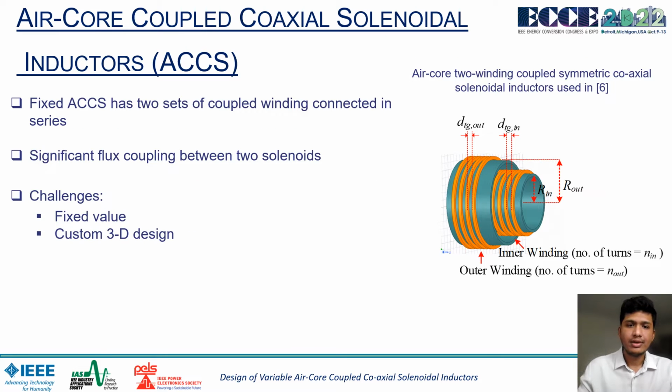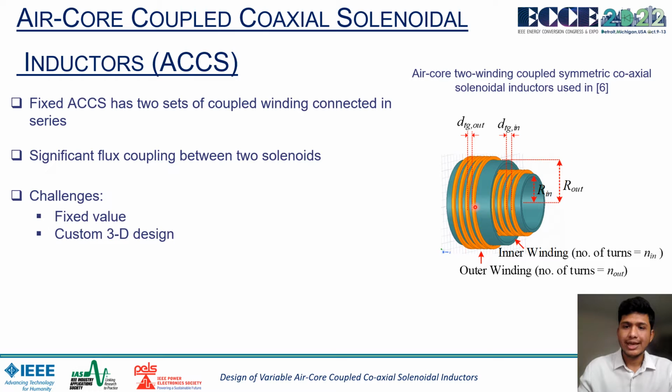Another type of coupled inductor is the air core coupled coaxial solenoidal inductor, also acronymed as ECCS. The ECCS has two sets of winding, an outer winding and an inner winding. Both windings are connected in series, and there is significant coupling between the two windings. This leads to a relatively higher inductance when compared with partially coupled inductors. In the literature, the ECCS design has only been used for a fixed value.